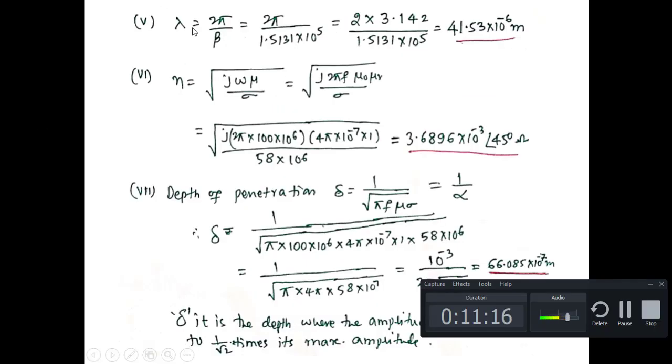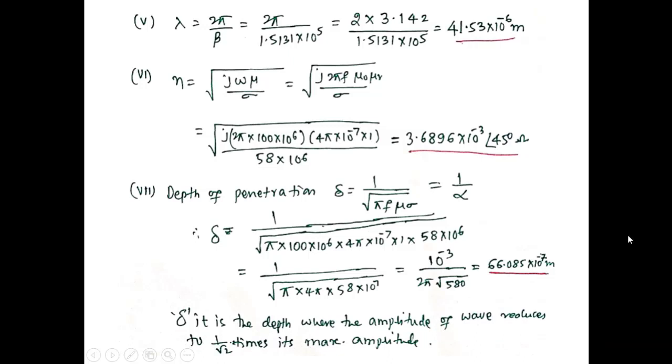So lambda is equal to 2 pi by beta. Therefore, 2 pi divided by beta is 1.5131 into 10 raised to 5. This is equal to 2 into 3.142 whole divided by 1.5131 into 10 raised to 5 is equal to 41.53 into 10 raised to minus 6 meter.